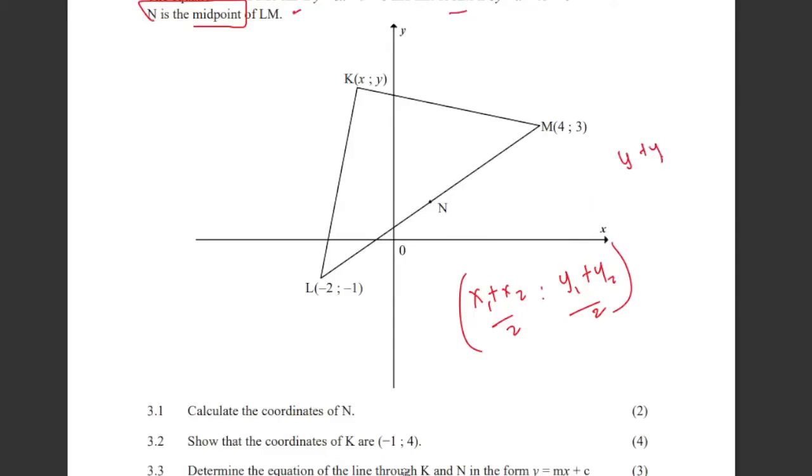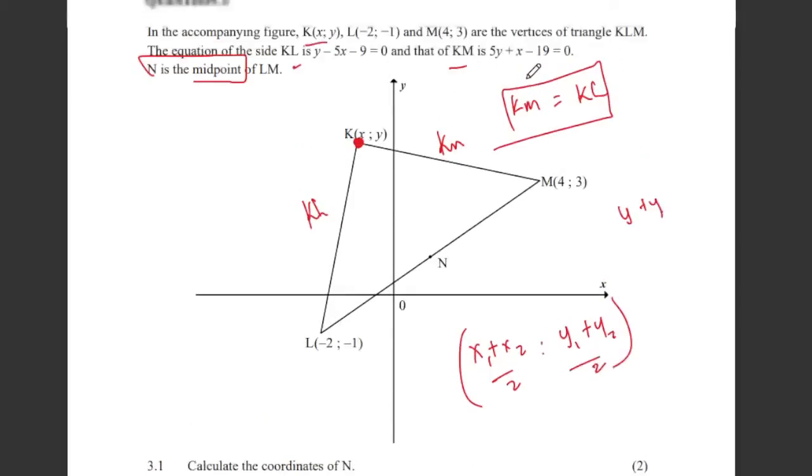Then they ask you to show that K is (-1, 4). This is K, a point where two lines are meeting. Remember, they gave us the equation of KL, and they also gave us the equation of KM. So at a point where two lines are meeting, we're saying that those lines will be equal to each other. So get the equation of KM and equate it to the equation of KL. In other words, solve these equations simultaneously.